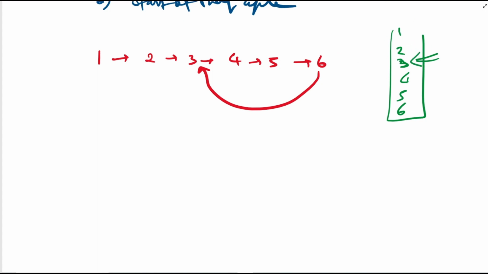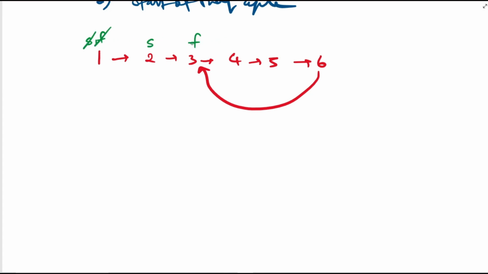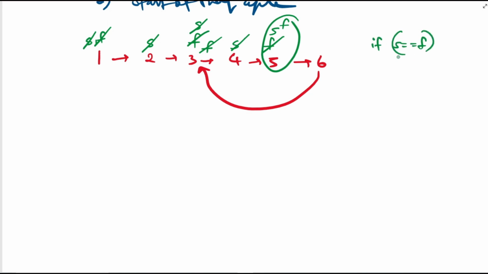But what if you want to do it in order of one space? Here is where we will use the slow and fast pointer method, also called the tortoise and the hare method. We start our slow pointer and fast pointer from here. We increment slow once and fast twice, and repeat. If slow is equal to fast, that is the meeting point.